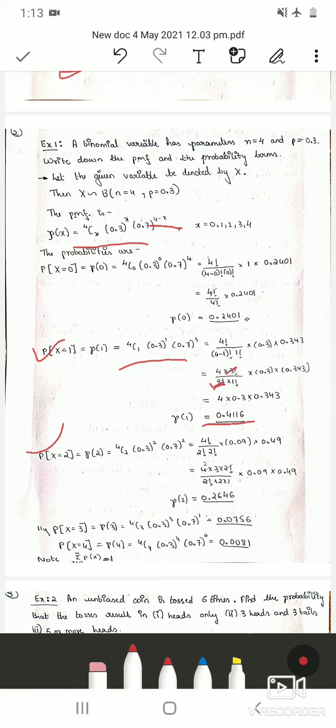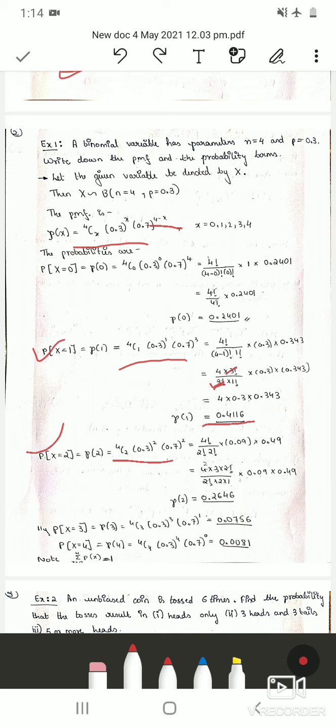So I have solved when x is 1, now when x is 2, in place of x substitute 2, it will be 4C2 into 0.3 raised to 2 into 0.7 raised to 2. Always remember n and p and q will be constant, they will not change. Only thing that changes is your x values.